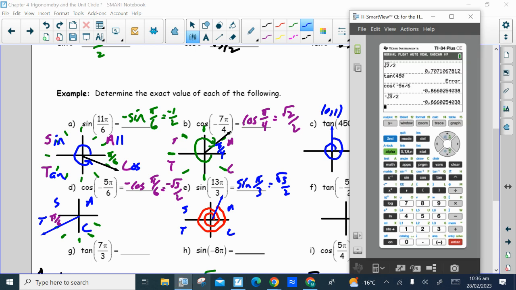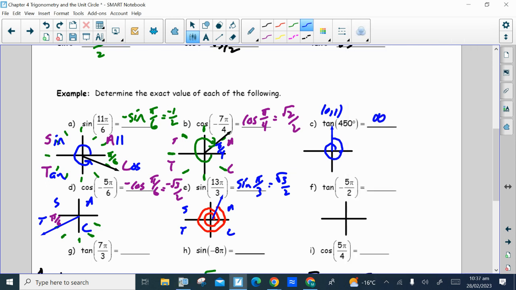And if we checked it in our calculator by taking the sine of 13 pi over 3, you get 0.8660, which is root 3 over 2. The one we just checked before was negative root 3 over 2, so it was negative 0.8660. This is a positive. Right? So you can always check these.